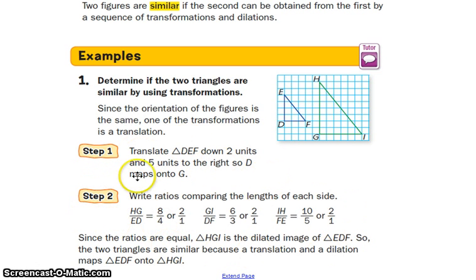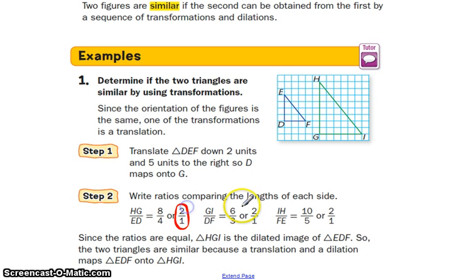Now that we've done that, Step 2 is how you prove the dilation part, okay? Because we are going from a smaller figure to a bigger figure, so that is a dilation. What you have to do is take a look at the corresponding sides. So they're comparing HG, which is this length right here, and ED. Those are the corresponding sides. So if we take a look, the length of HG is 8. The length of ED is 4. So 8 over 4 reduces to 2. Okay?